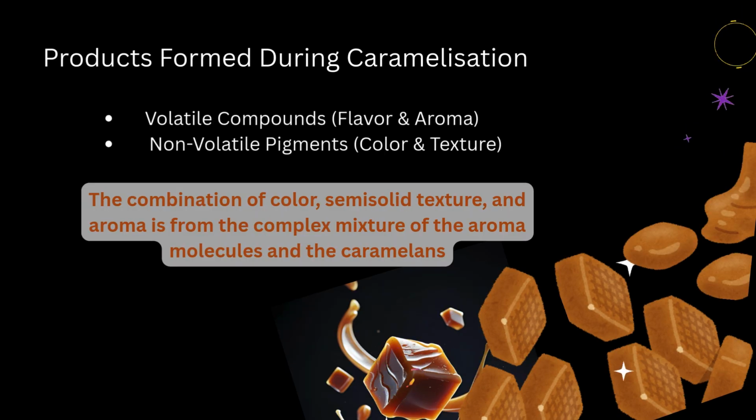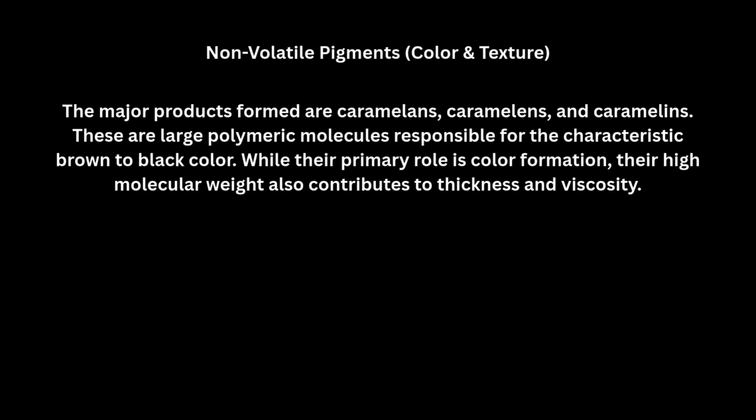Products formed during caramelization include volatile compounds that give flavor and aroma, and non-volatile pigments that give color and texture. The combination of color, semi-solid texture, and aroma is from the complex mixture of the aroma molecules and the caramelins. Non-volatile pigments are mainly caramelans, caramelens, and caramelins. These are large polymeric molecules responsible for the brown to black color. While their primary role is color formation, their high molecular weight also contributes to thickness and viscosity.